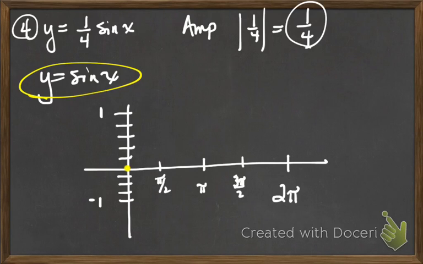And then if we're graphing just y equals sine of x, the amplitude of y equals sine of x is 1. So at pi over 2, I go up to 1. At pi, I go back to the x-axis. At 3 pi over 2, I go down to 1. And at 2 pi, I go back to the x-axis. So in this set of directions, they're asking you to graph sine, and they're asking you to graph 1/4 sine.